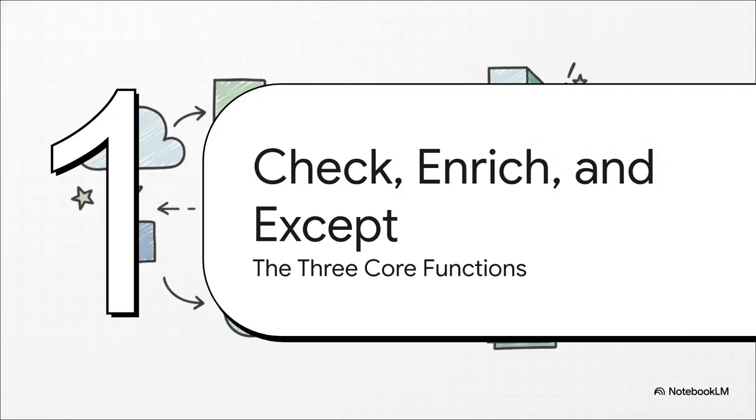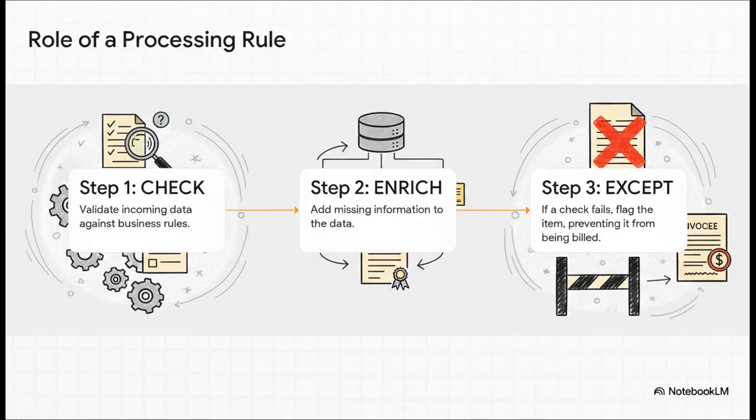So that custom code we were just talking about, it typically performs 3 really critical functions, kind of like a super fast 3-step quality control process for every single item that comes through the door. First, it checks. It validates all that incoming data against those custom business rules. Second, it can enrich the data, so it can automatically add missing information, like looking up a customer's contract number and stamping it right onto the record. And third, and this is the most important part, it can accept. If any of those checks fail, it rejects the item, stopping a bad transaction dead in its tracks before it can ever contaminate a billing run.